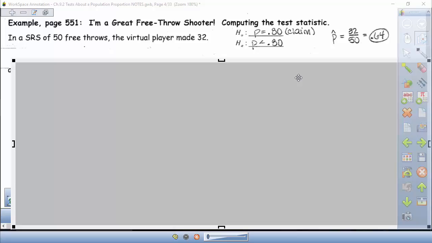Okay, real quick. What is my n in this problem? Is it 32 or is it 50? 50. It's 50. Please be careful about that.